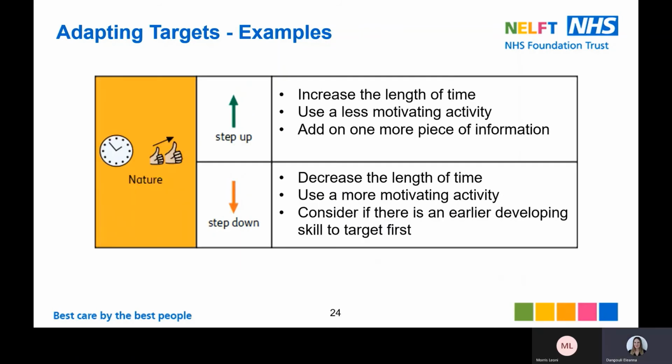And regarding the nature of the target, a step up would be to increase the length of time, to use a less motivating activity, add on one more piece of information. And for stepping down, it would be to decrease the length of time, use a more motivating activity, and consider if there is an earlier developing skill that you would need to target first.